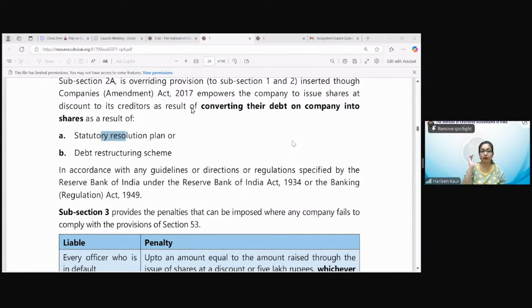It is a similar kind of thing that we do in accounts for reconstructions, internal reconstructions or restructuring. In accordance with the guidelines and directions specified by RBI or the Banking Regulation Act, you will do such restructuring only with respect to the provisions of RBI. You cannot overrule that.